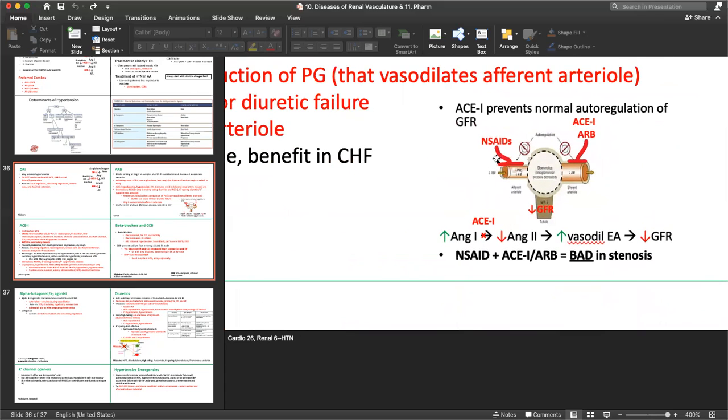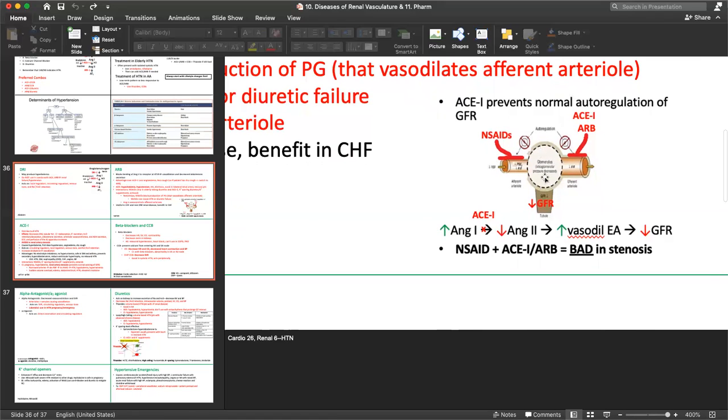Okay, so we've got our NSAIDs that are going to constrict our afferent arteriole, and then ACE inhibitors and ARBs constrict our efferent arteriole. Remember, if we're at a party and this is constricted, it opposes the constriction. So if we have a really open tube right here, we've got people in our party coming in, and then they just leave out the back door instead of the side door, our GFR is going to go down. So you can see right here, as it's vasodilated in the efferent arteriole, our GFR decreases.